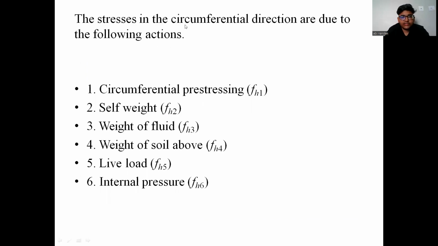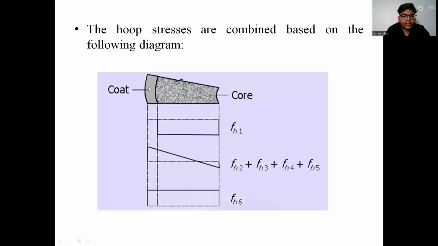Next, we see the stress in the circumferential direction due to the following actions: circumferential pre-stressing compression, self-weight, weight of the liquid, and the soil above. Then we have the live load and the internal pressure. As we see, the hoop stresses are combined based on the following diagram. This is the core, and we get the hoop stress by this.